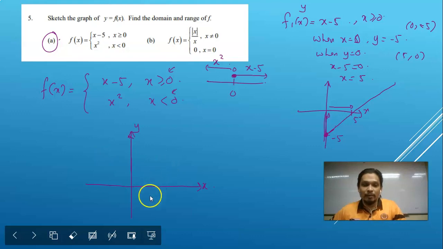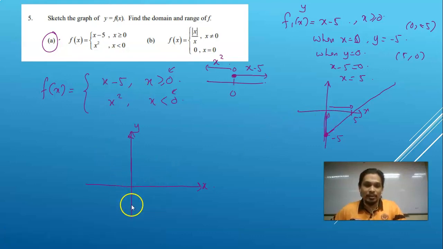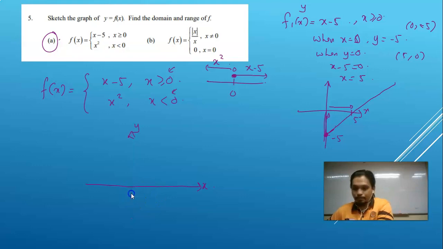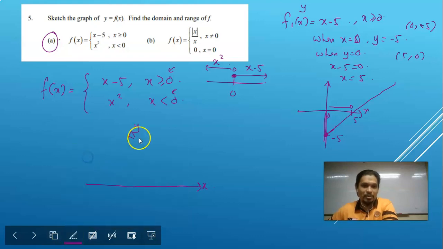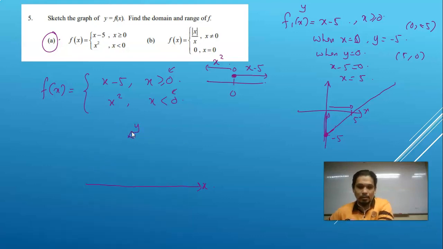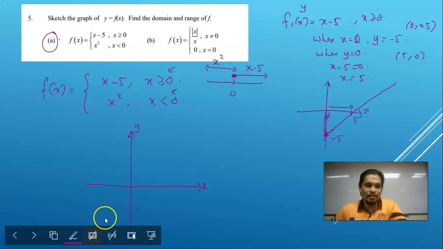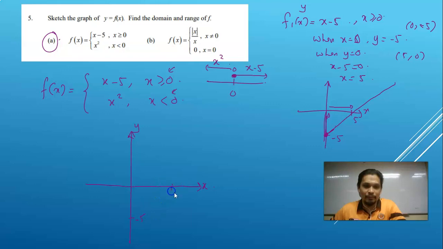So the first graph of this one here, oh man, I forgot to change this to a pen. Okay. So then, from -5 to 5, there you go. Okay, so this is the graph for x minus 5, x greater than or equal to 0.